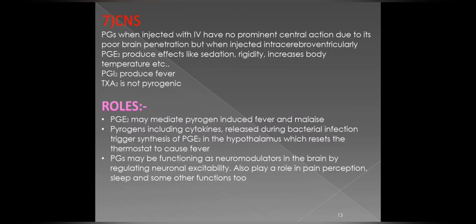Roles. Prostaglandin E2 may mediate pyrogen-induced fever and malaise. Pyrogens, including the cytokines, released during bacterial infection can trigger the synthesis of prostaglandin E2 in the hypothalamus, thereby resetting the thermostat and producing fever. Prostaglandins may function as neuromodulators in the brain by regulating neuronal excitability. They also play a role in pain perception, sleep, and other functions.